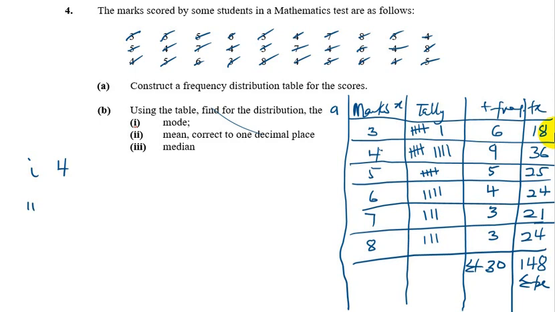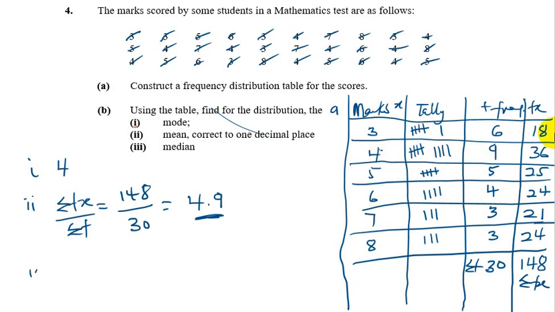Then we come to part two. We should find the mean. We know the mean is the sum of fx over the sum of f. And that is going to give us 148 over 30. So if we divide 148 by 30, we are getting 4.9, corrected to 1 decimal place.